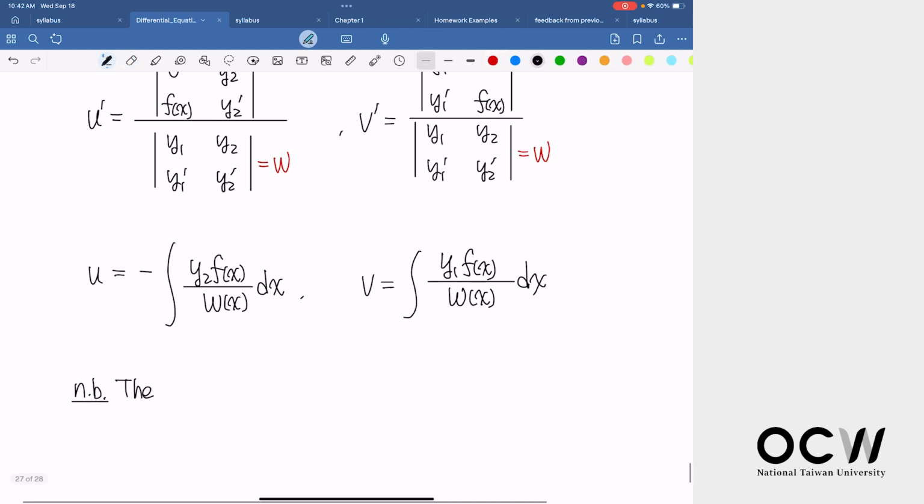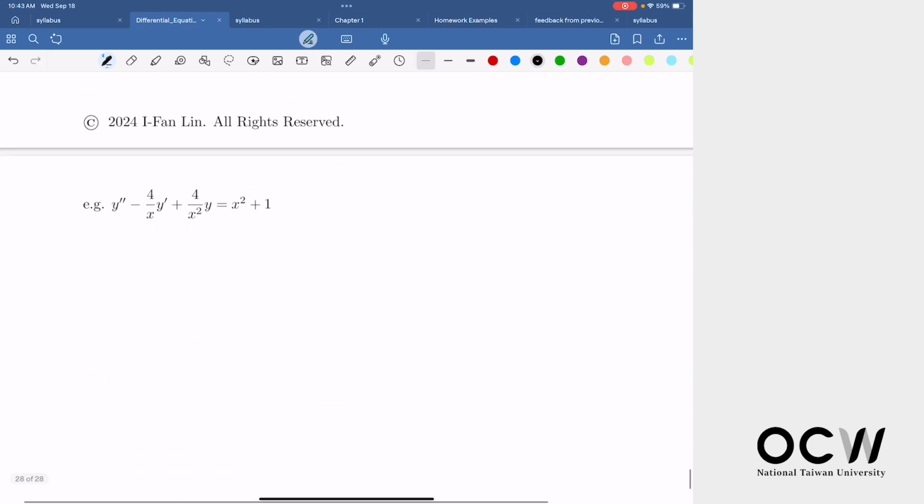The coefficient of y double prime is 1. Okay, now let's see this example.